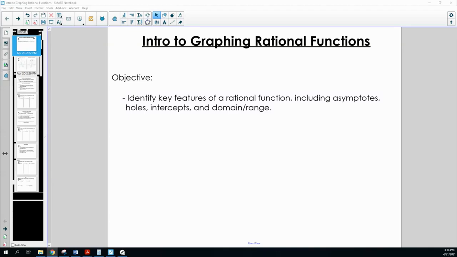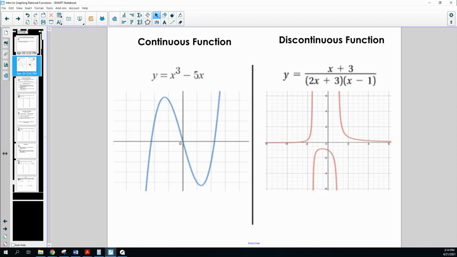In this lesson, we're going to go over the introduction to graphing rational functions, and we're going to identify all of the key features that we need in order to graph rational functions. So the first thing that we want to do is to think about the two different types of functions we can have. There's a continuous function and a discontinuous function.